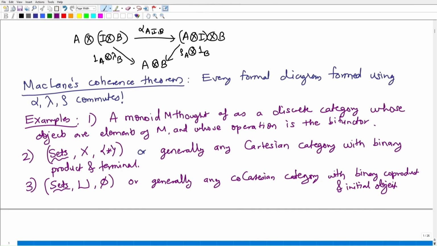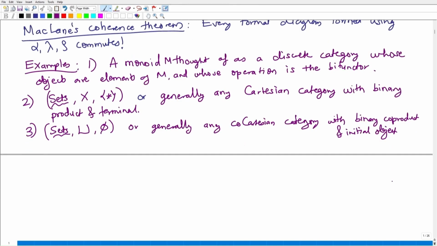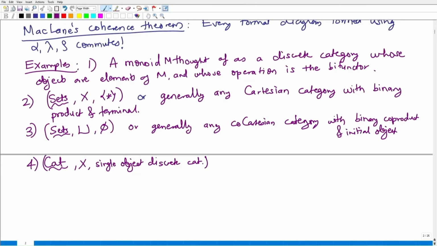Another thing that we have been using already. I just want to point it out separately, that the category of all small categories and cross product, with respect to a single object discrete category. I can write it as just one. Yeah, this is a special case of two, really. So another thing, I'm just going to write some more examples to emphasize what we are doing.